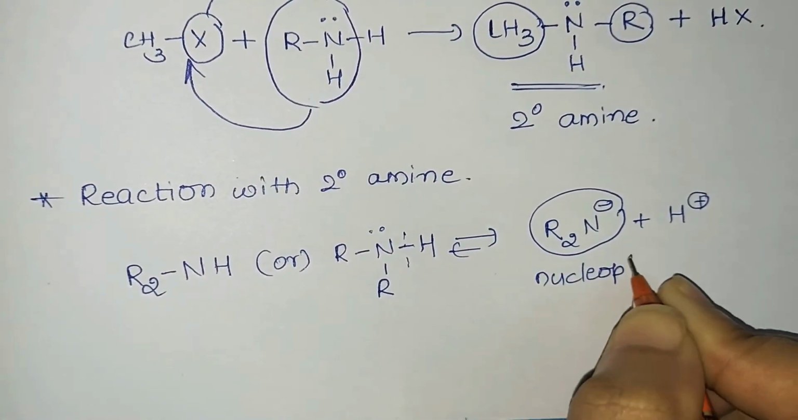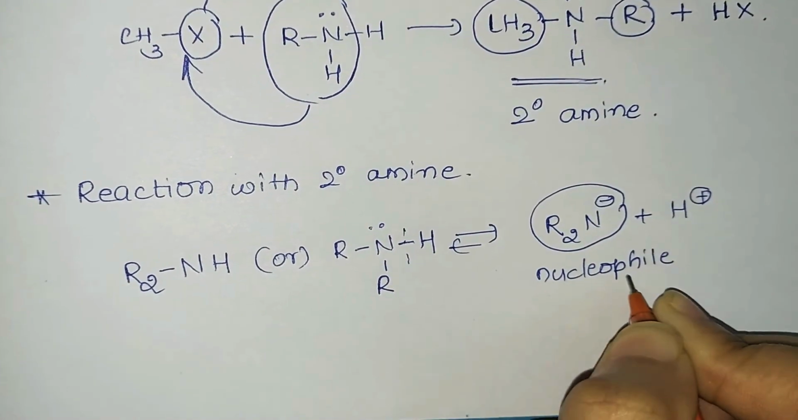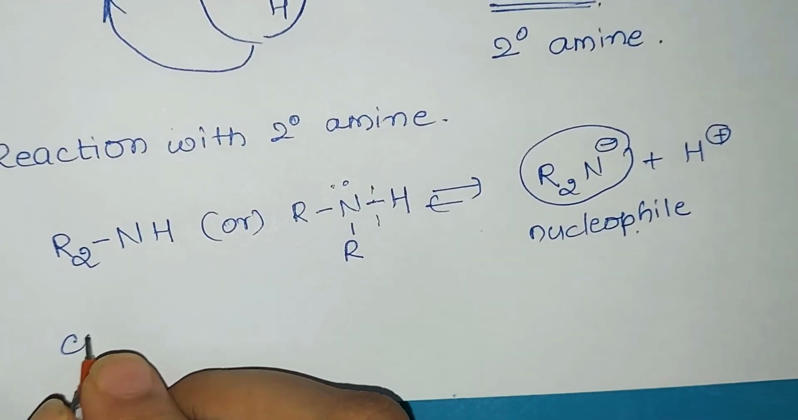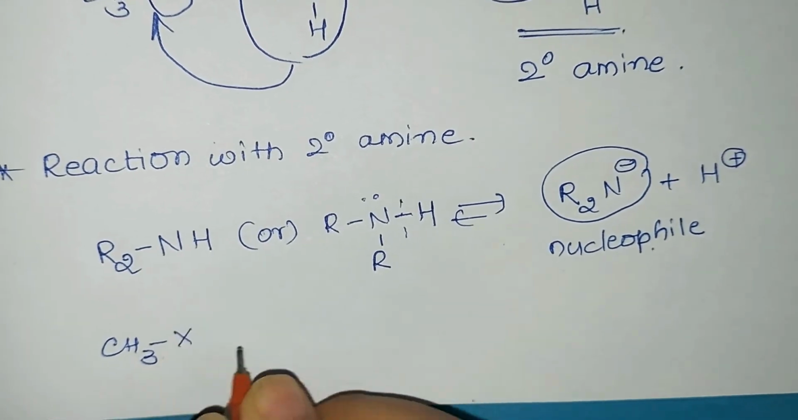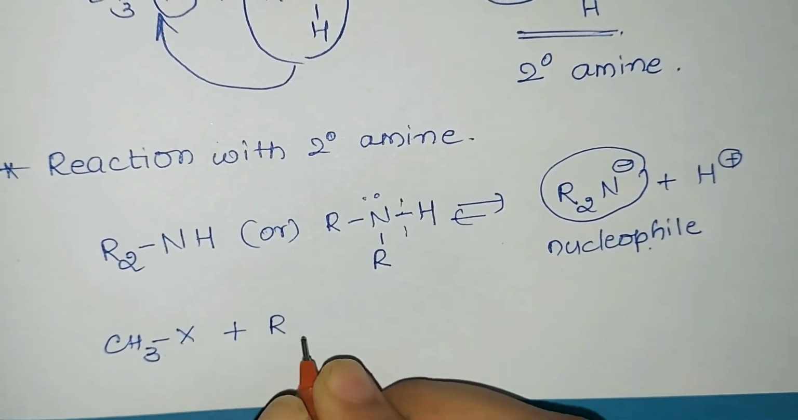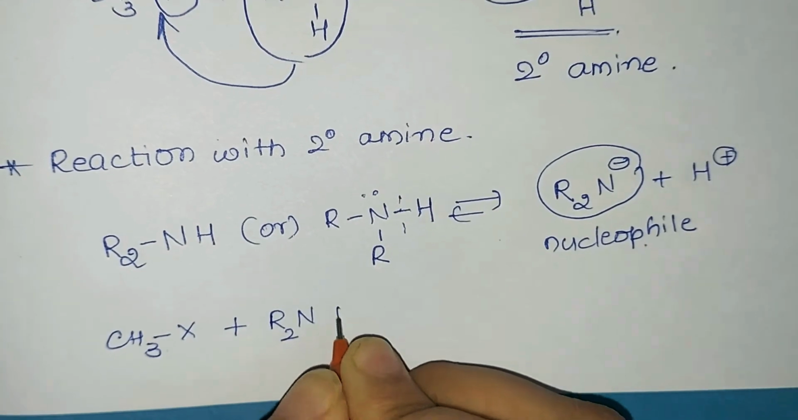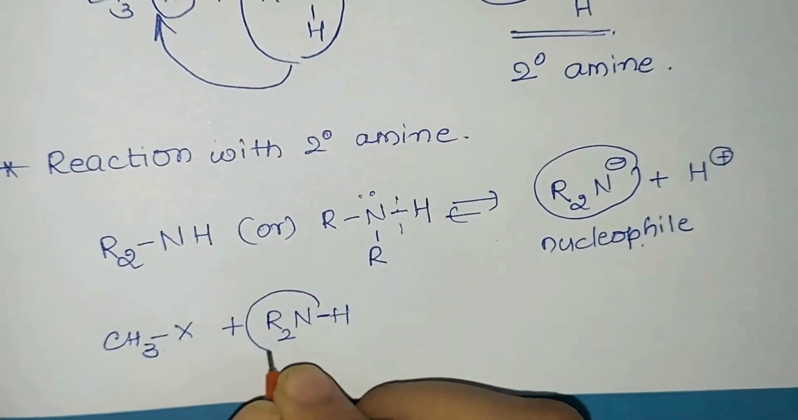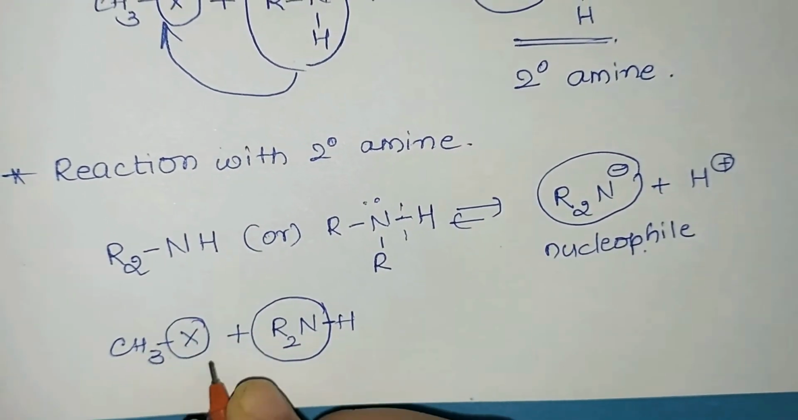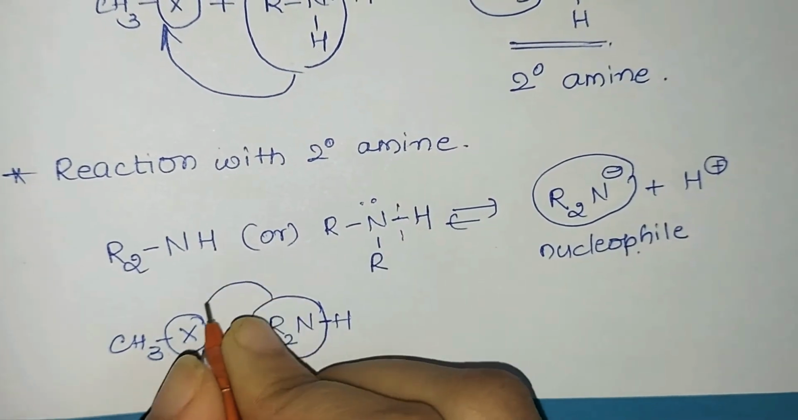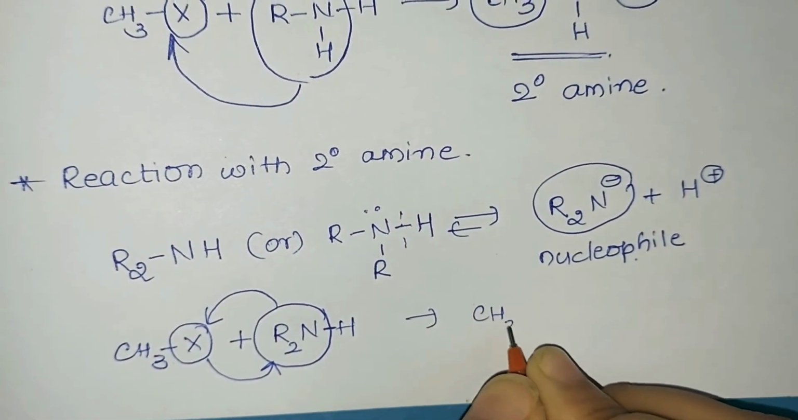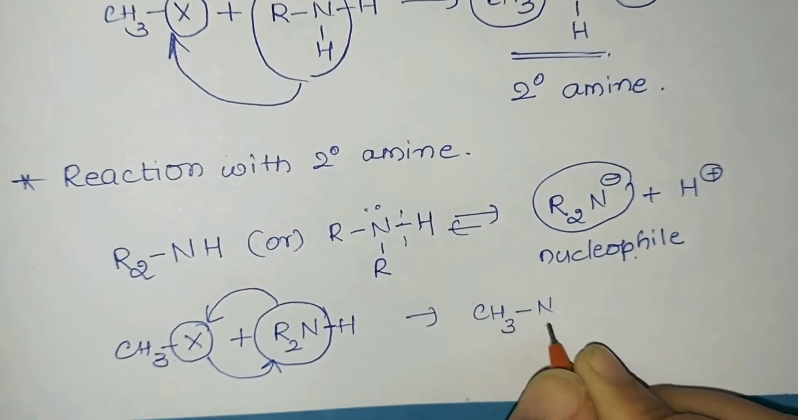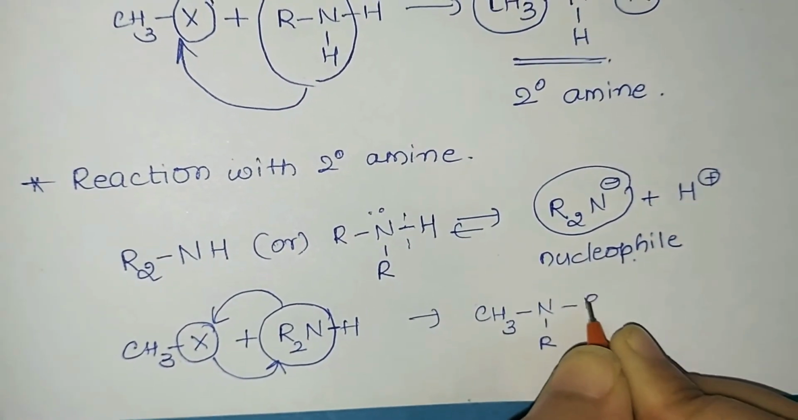So when alkyl halide CH3X reacts with secondary amine R2NH, which is a nucleophile here, R2N, and X. So these are substituted. So R2N goes to the place of X and X to the place of R2N. So what will be the product? CH3 bonding takes place to nitrogen. Nitrogen is bonded to 2 alkyl group plus of HX.